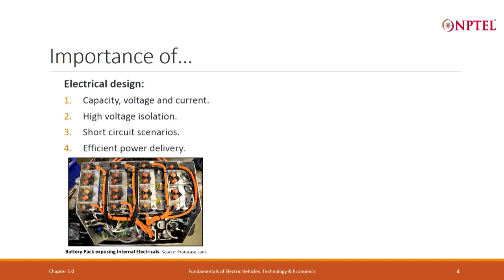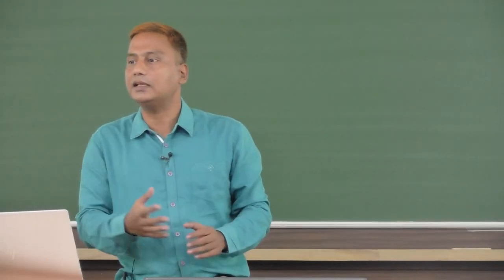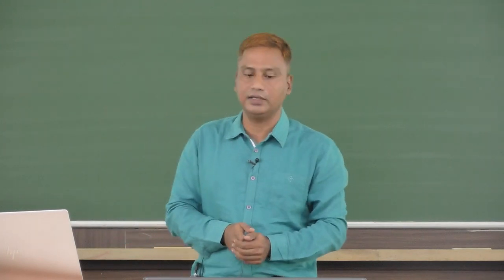So next, these four things we have talked about, what is the importance of those four things? Electrical design deals with capacity, voltage and current. If I have to make a 2 kilowatt battery pack, I need to put cells in series and parallel combination or parallel and series combination. This also tells us what the voltage is supposed to be, and if there is a voltage requirement for the motor or auxiliary system drive, this tells us what would be the parallel and series combination of cells.